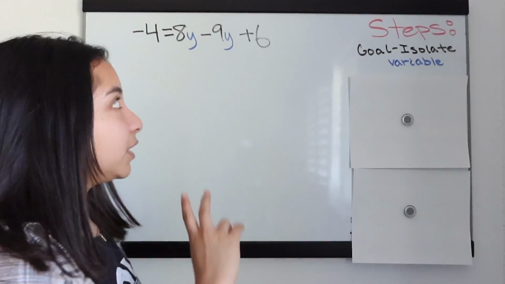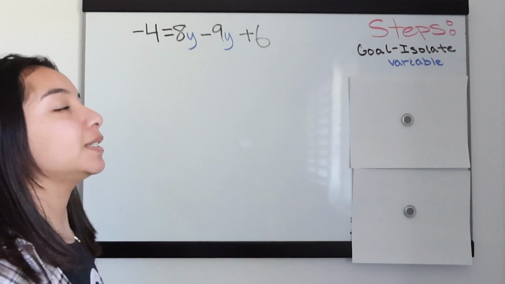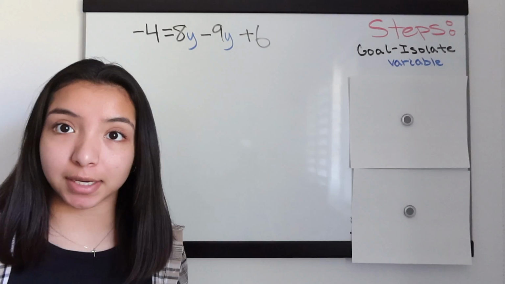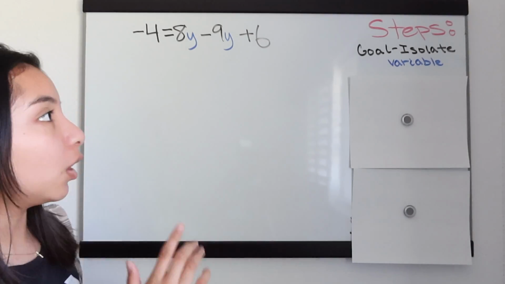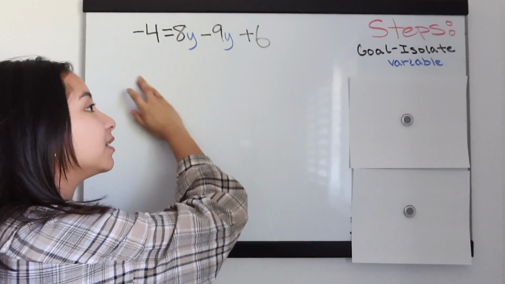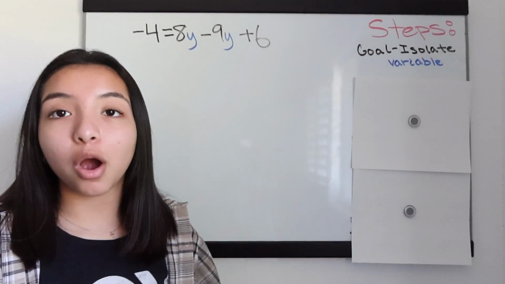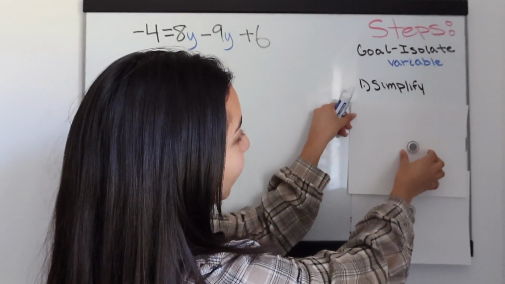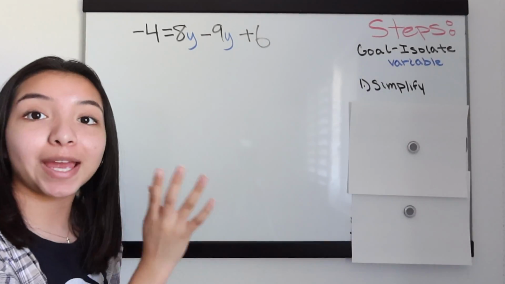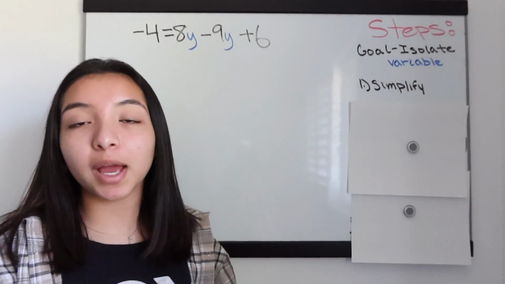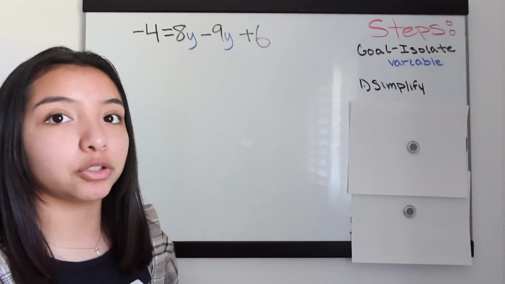Next problem. Our next equation is negative 4 is equal to 8y minus 9y plus 6. So our goal is to isolate the variable to find the value that makes this statement true. Our first step is to simplify. All right, so we can simplify this equation. When you're simplifying, you're combining like terms.